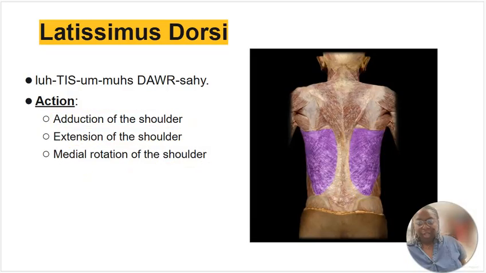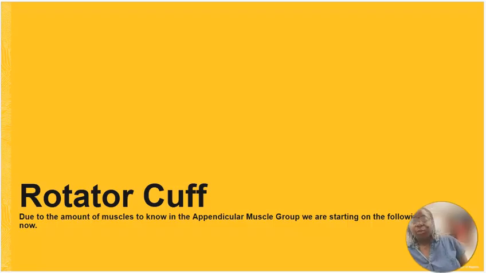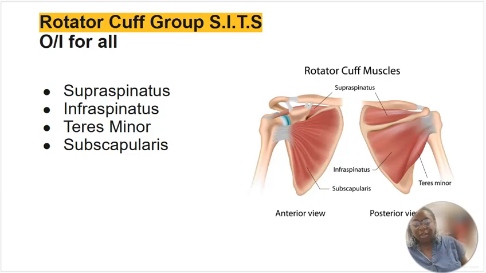Very, very cool stuff. And so now we're going to move on to the rotator cuff group. Just note that this is a part of appendicular muscles, but what I really want you guys to take out of this set is that all of these muscles here in the rotator cuff group are going to produce circumduction of the shoulder. So keep that in mind as we continue.